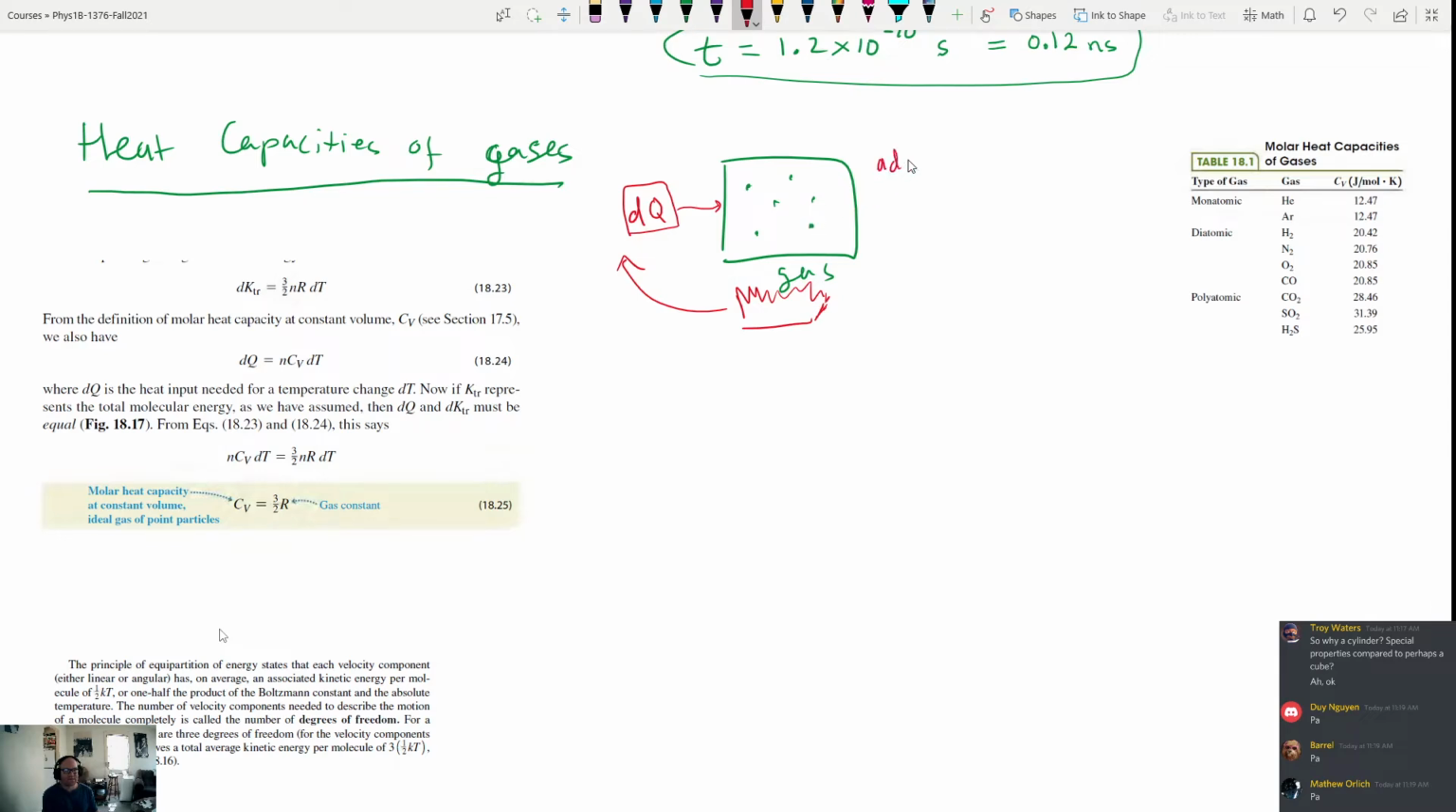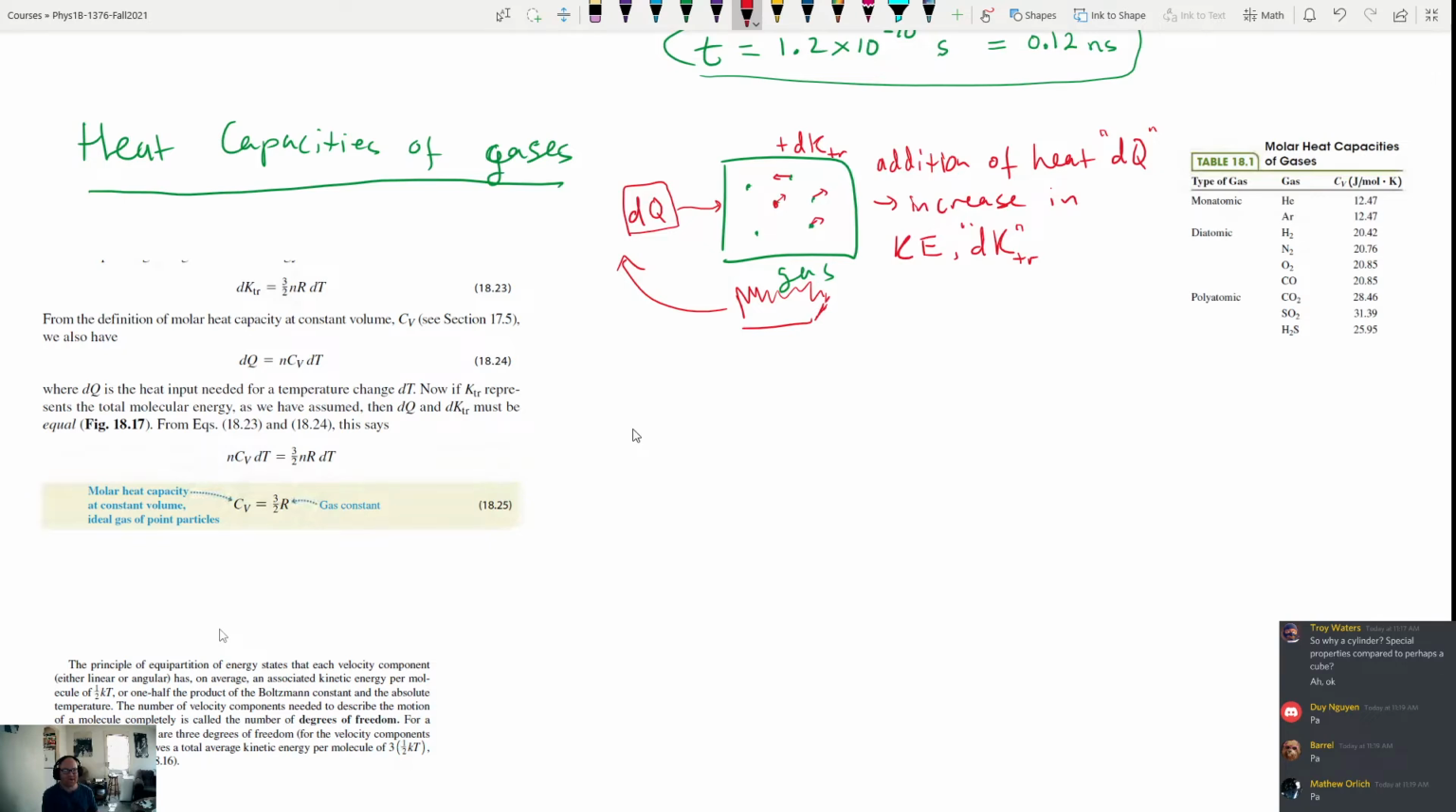So the addition of heat, which we're going to call dq, leads to an increase in the kinetic energy, which we'll call dK translational. So we know that basically every one of these molecules gets a boost to their kinetic energy. Their kinetic energy is now increased by some positive amount that we're going to call dK translational.